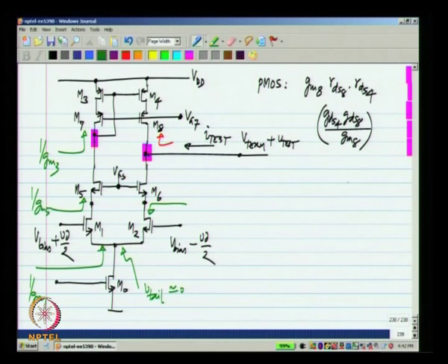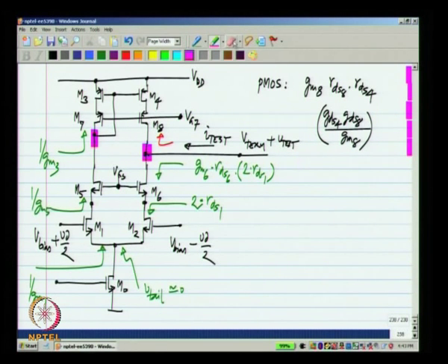So, the incremental resistance looking into the drain of M2, by arguments that we used earlier, is approximately 2 times RDS1. And the incremental resistance looking in there would be GM6 RDS6 times 2 times RDS1. Again I ignore the plus RDS6 plus 2 RDS1 terms, they are much smaller than this one.